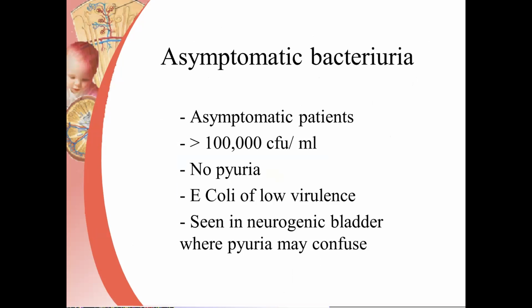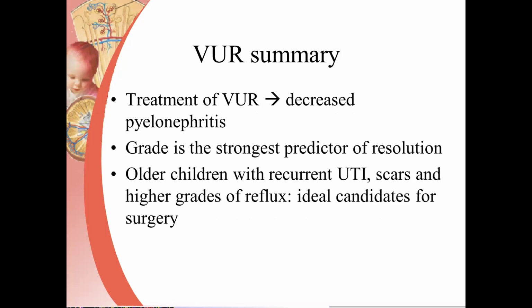Asymptomatic bacteriuria. Asymptomatic patients where there is more than 10 to the power 5 culture colony forming units per ml, no pyuria. So these are all E. coli of low virulence, may be seen in neurogenic bladders where pyuria may confuse again. Whether to treat them with antibiotics is a big question. So this is why it is important not to treat the culture on its face value. One has to look at the need to start antibiotics. If the child is asymptomatic, then one can actually repeat the urine sample and see what happens in the case of an asymptomatic bacteriuria.